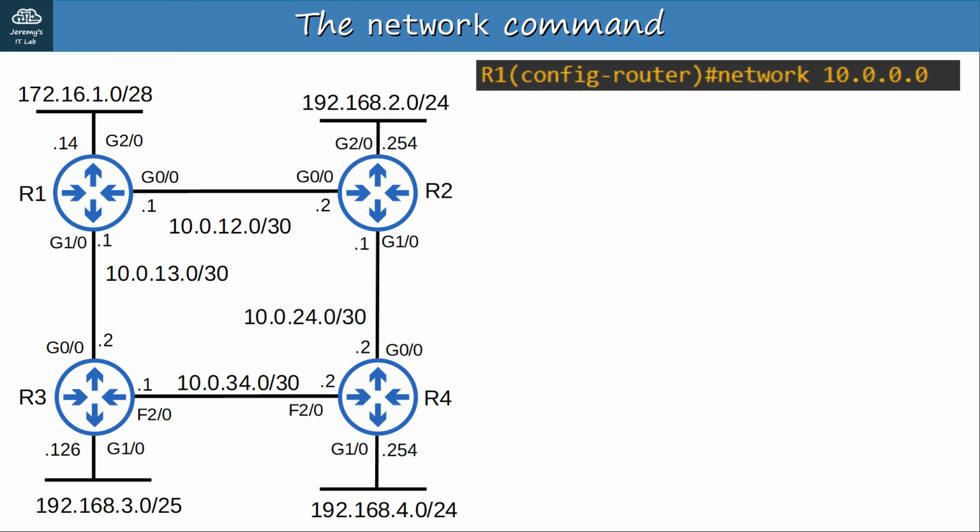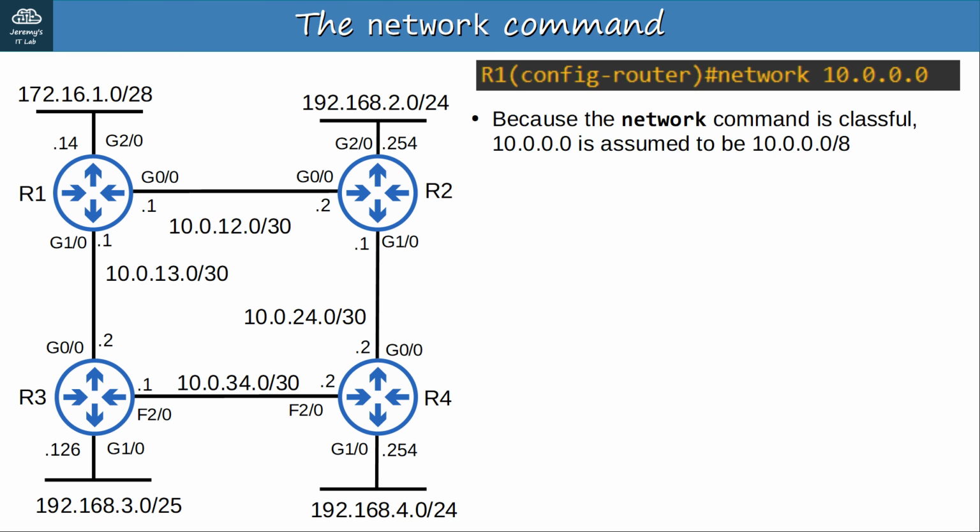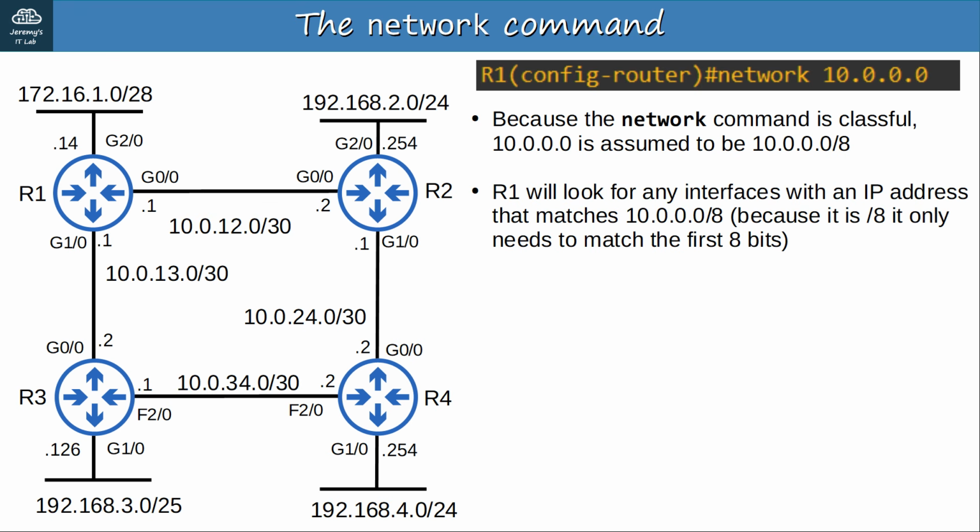So we've just entered the network 10.0.0.0 command on R1. Because the network command is classful, 10.0.0.0 is assumed to be 10.0.0.0/8. R1 will look for any interfaces with an IP address that matches 10.0.0.0/8. /8 means that only the first 8 bits need to match.